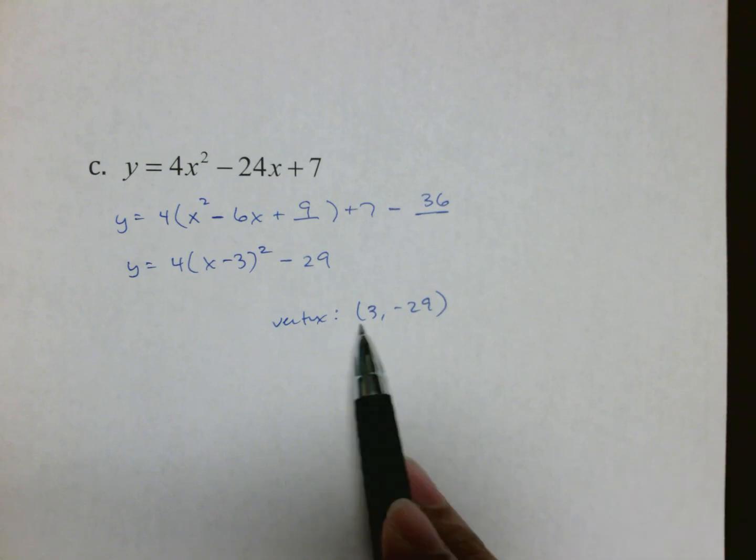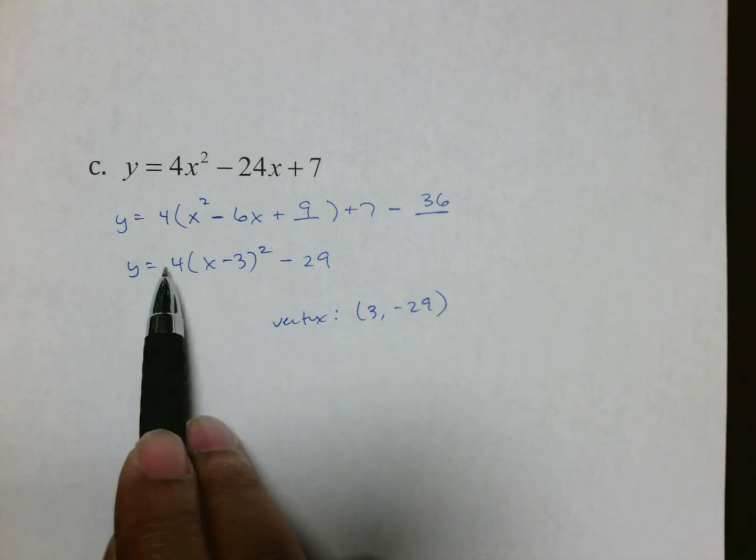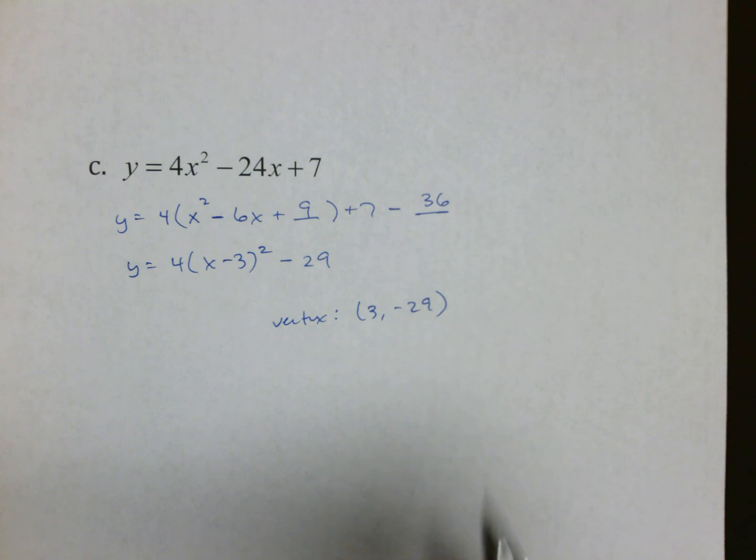So again, the axis of symmetry is x equals 3. We know that this has a minimum. Your minimum would be y equals negative 29. So all that stuff can come out of this. You don't need to do a lot of work.